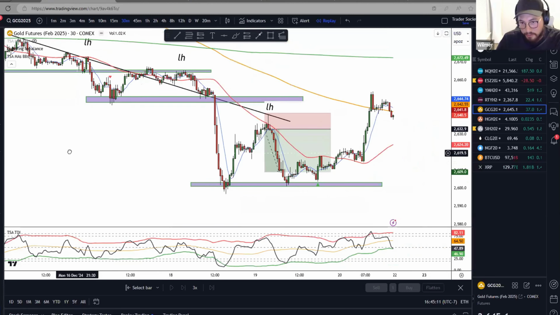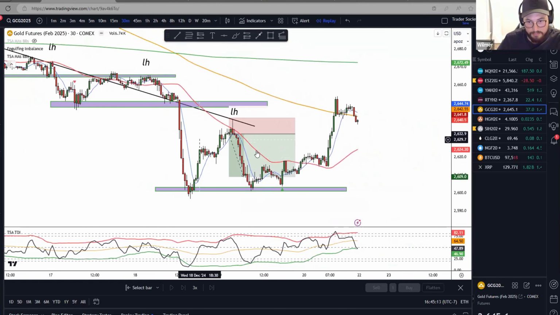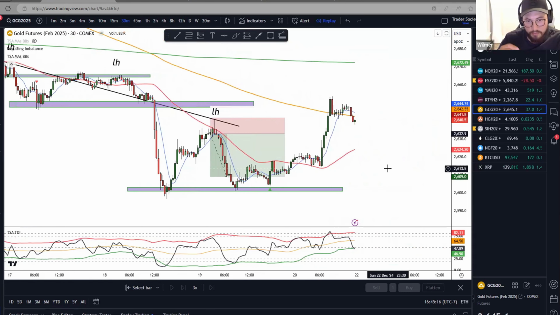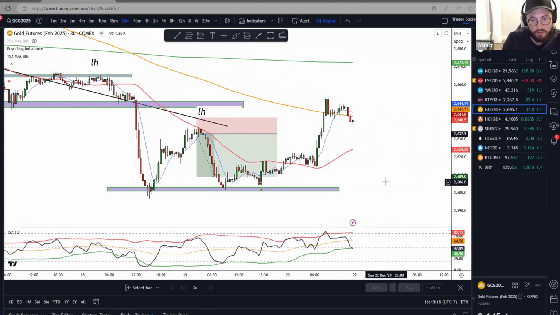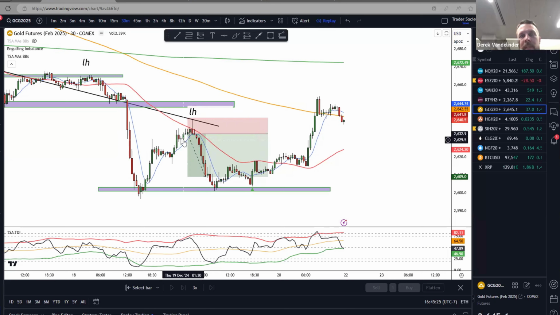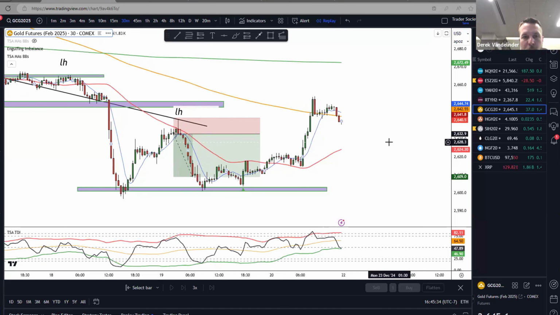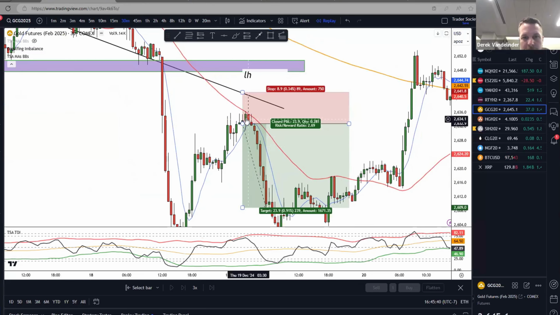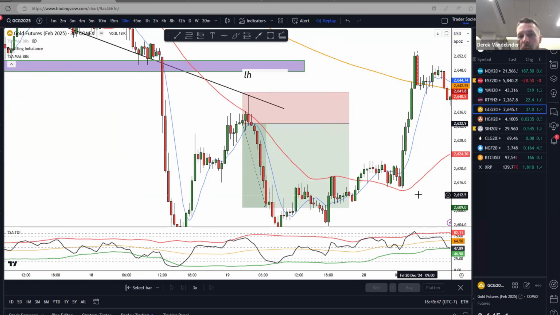So an engulfing candle is anytime, also if it's red, the body has to close. This body has to engulf the previous opposite candle. So if this candle was red right here, then this wouldn't be considered an engulfing candle. But because this candle is green and this red candle closed below this green candle body, that's considered an engulfing candle.